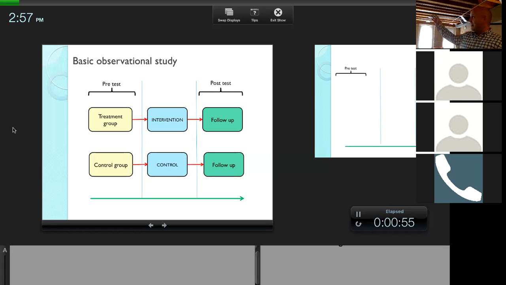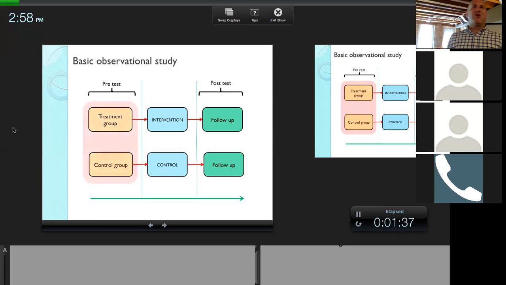It's not randomized, and these two groups, at least the way that the illustration is drawn, are essentially separate. I've recruited them separately. And so what if these groups are different in some way that actually is the reason that they're different afterwards on the outcome of interest?